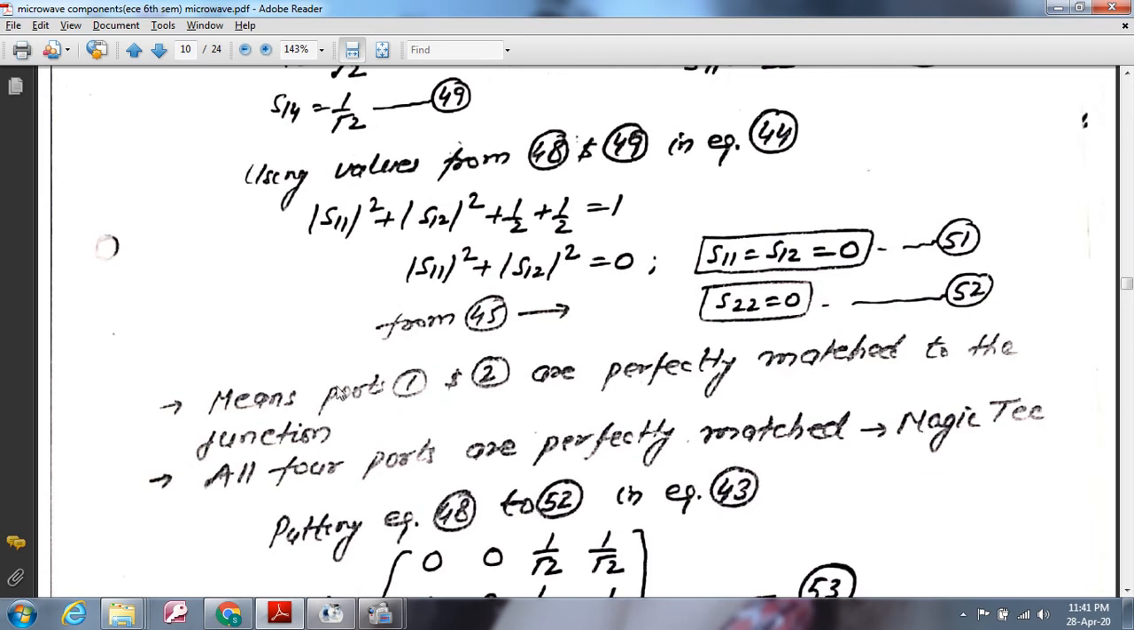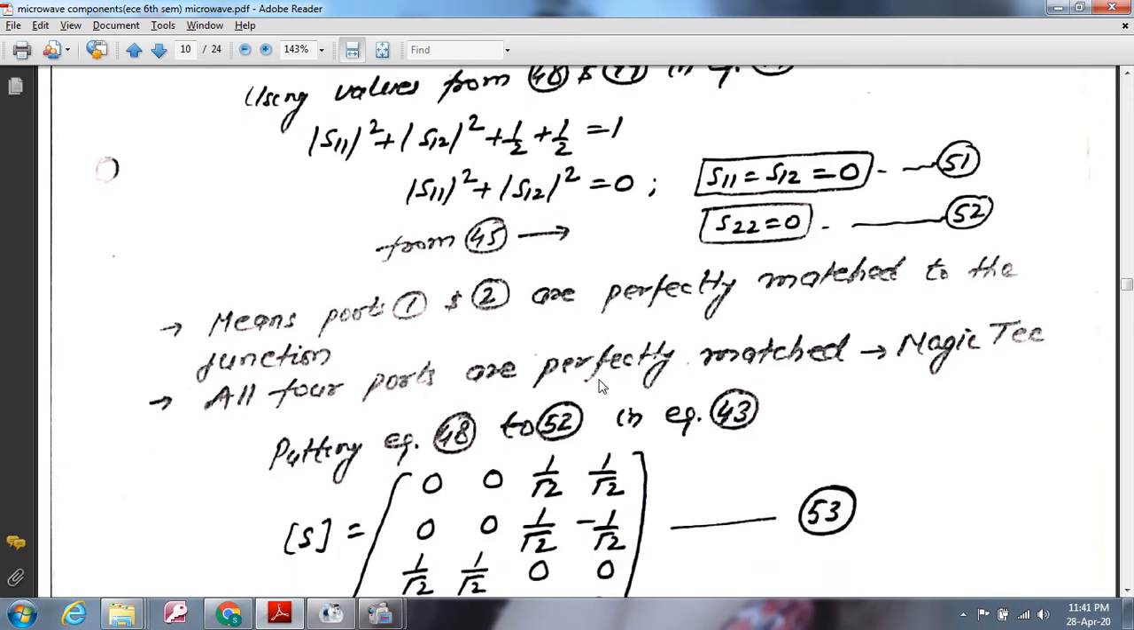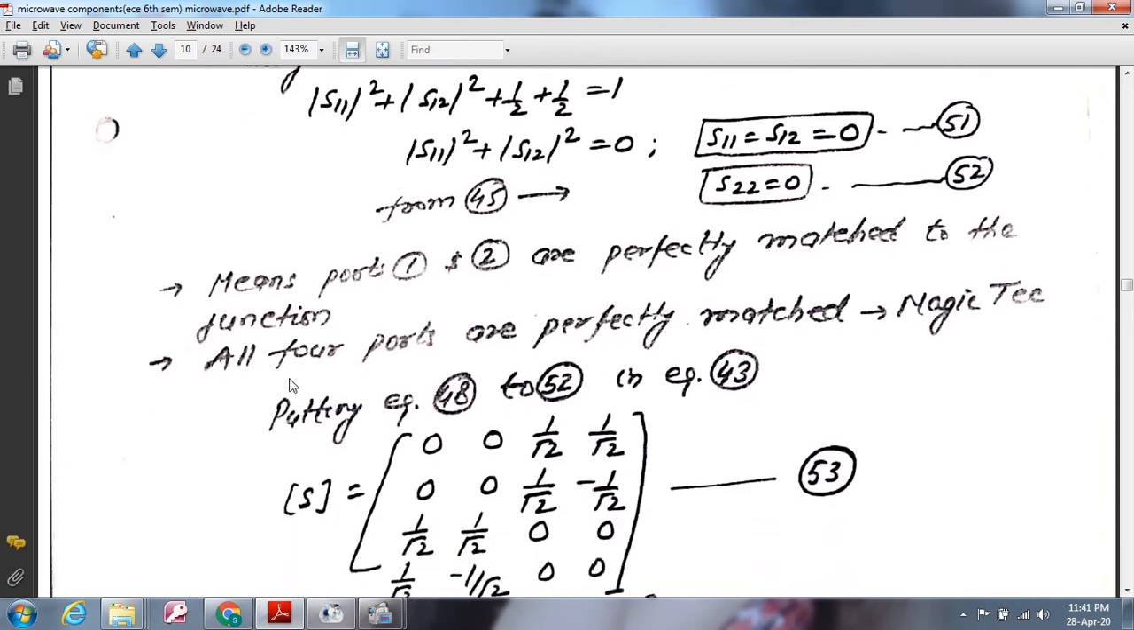Now it means ports 1 and 2 are perfectly matched to the junction, and all 4 ports are perfectly matched. That is why, in the magic T, port number 1 is isolated from port number 2, port number 2 is isolated from port number 1, port 3 is isolated from port number 4, and port 4 is isolated from port number 3. That is why we call this microwave component a magic T.